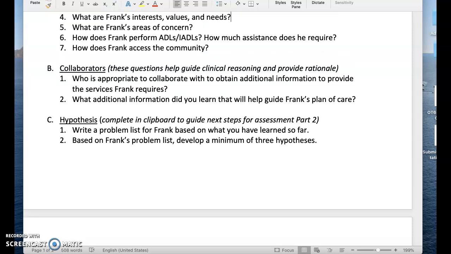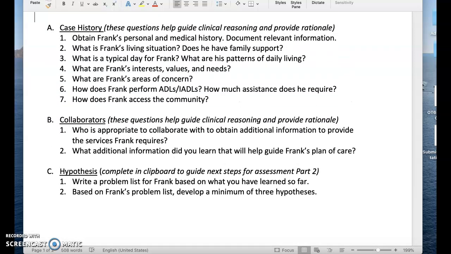First, you want to start off going through the case history. This is where you're going to find out his personal and medical history. What's his living situation? Does he have family support? What is a typical day for Frank like? And what are his patterns of daily living? What are his interests, values, and needs? And what are his areas of concern? How does he perform his ADLs and IADLs, and how much assistance does he require? How does Frank access the community? So these are all how you're going to start the process and get his history.